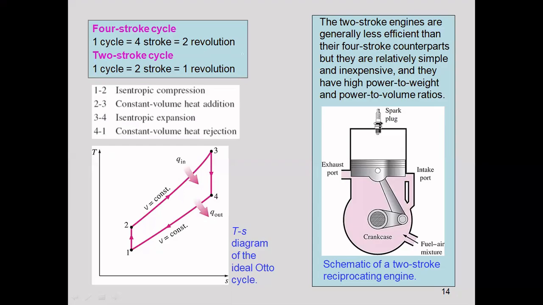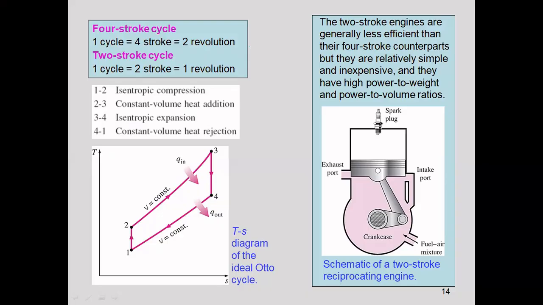Stroke means a full piston movement between top dead center and bottom dead center, either from TDC to BDC or from BDC to TDC. Now, four-stroke cycle means there will be four piston movements in a cycle, thermodynamic cycle or mechanical cycle, whatever. And in case of two-stroke cycles, there will be two movements of the piston between the top dead center and bottom dead center. Okay, and a cycle will complete.